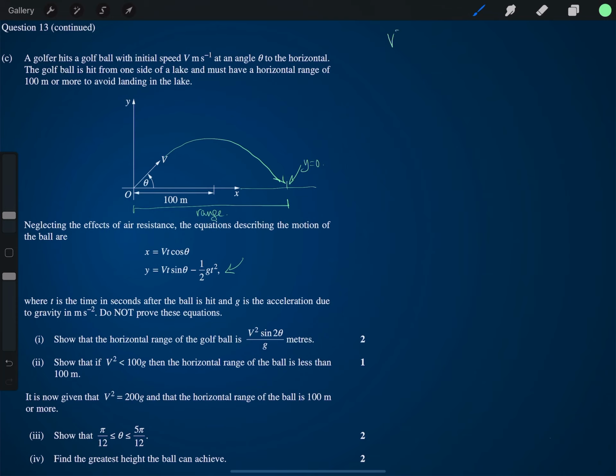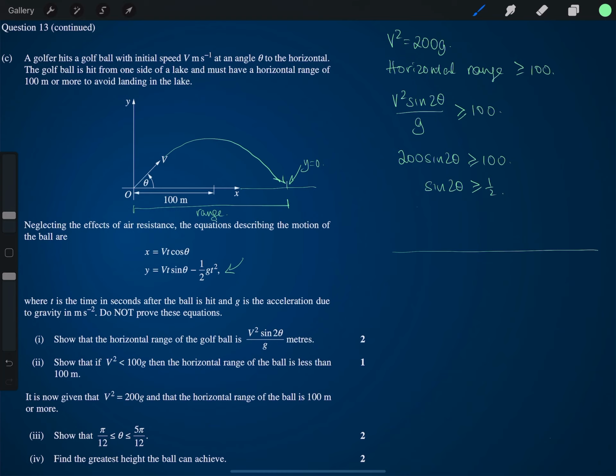So the next part of this question says that v squared equals 200g. And we also know that the horizontal range of the ball is at least 100 meters. And so we can substitute the 200g into our range formula, which we have as v squared sine 2 theta on g. V squared being 200g, we'll pop that in. And we've got 200 sine 2 theta is greater than or equal to 100, so sine 2 theta is greater than or equal to a half.